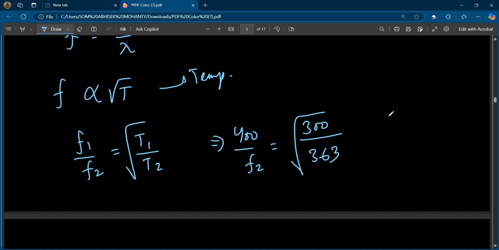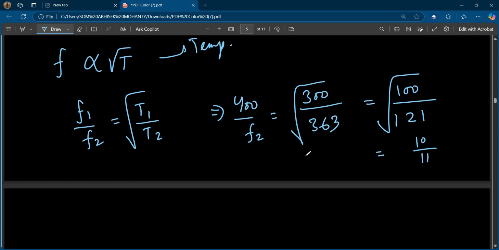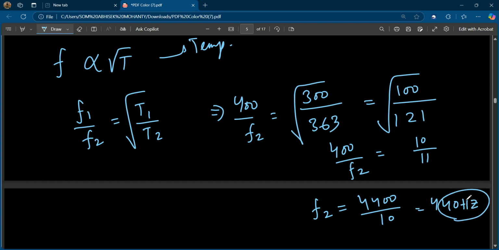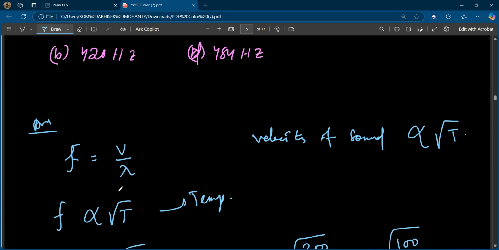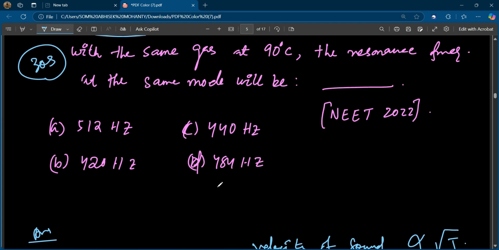Suppose we cancel the 100. So 100 divided by 121, and the root over is 10 by 11. Very simple. F1 is given as 400 hertz. So 400 by F2 is equal to 10 by 11. F2 is equal to 4400 by 10, so this is 440 hertz. Again, easy question, you just need to know the relations. Important relation from here: F is proportional to root T. Answer is 440, option C.